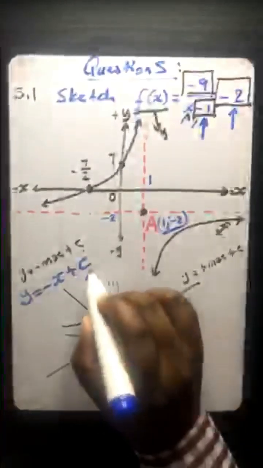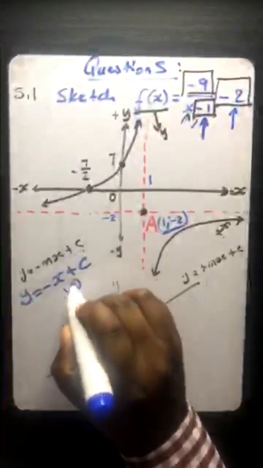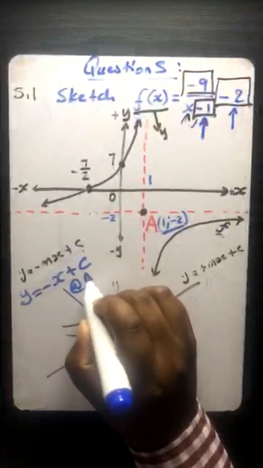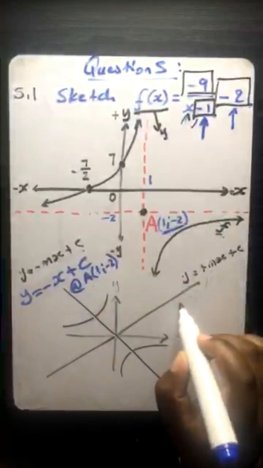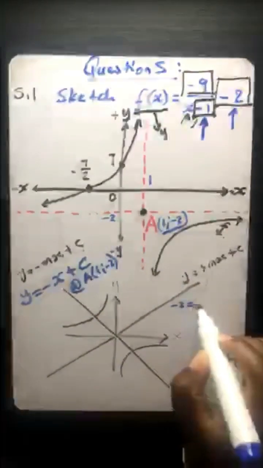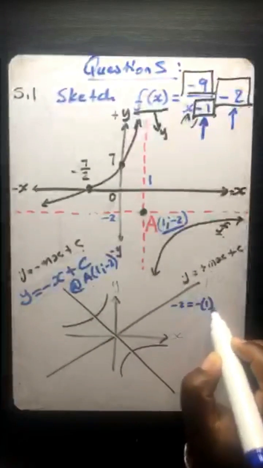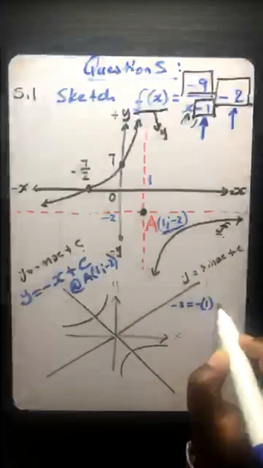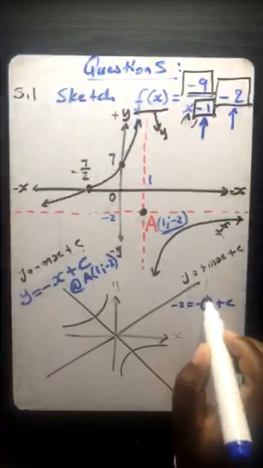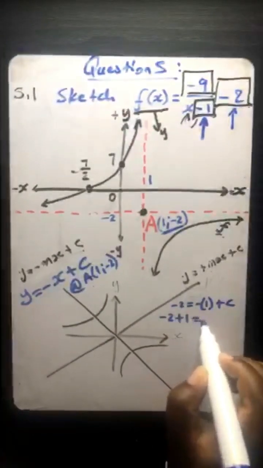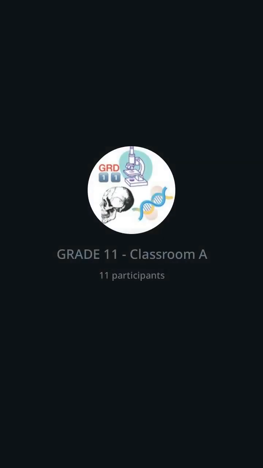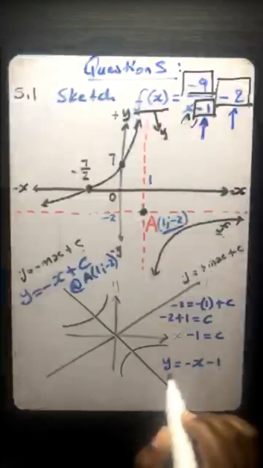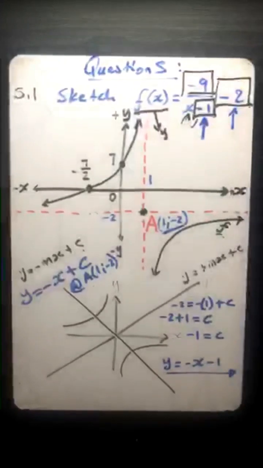So it's more like you're saying that at point A you are having 1 and negative 2, then you solve for c. Where you see y you put negative 2, there you are having negative 1, and then plus c, then you solve for that. And then what is negative 2 plus 1? I think it's negative 1. So that means the equation is y is equal to negative x minus 1. So this is what they wanted.